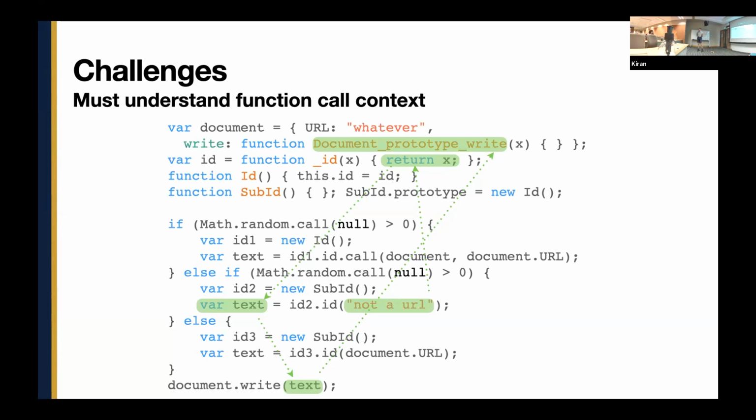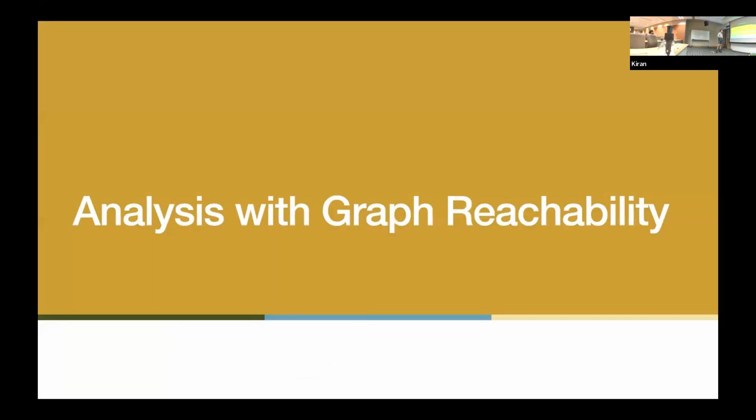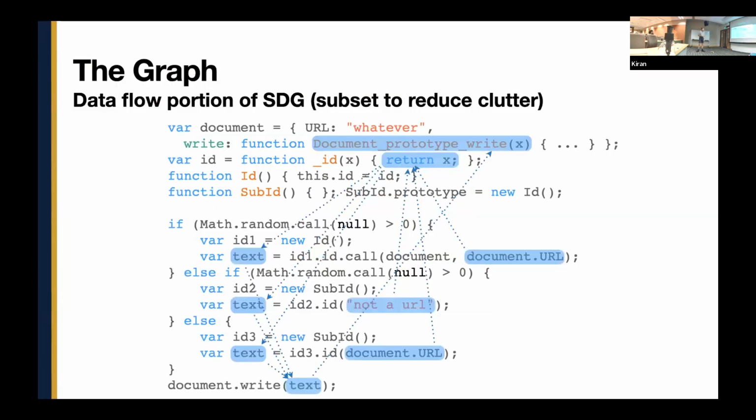And what we're going to actually look at is a slightly different way of thinking about context sensitivity that will solve this sort of problem for us as well. So let's start with graph reachability. As I said before, we have that graph I showed you just seeing. Let's look at the data flow portion of the SDG as a subset, because there are even more edges than this, but we're not going to worry about that.